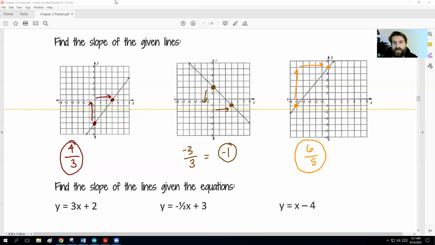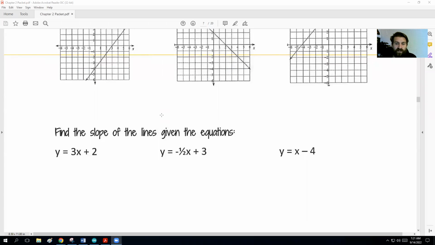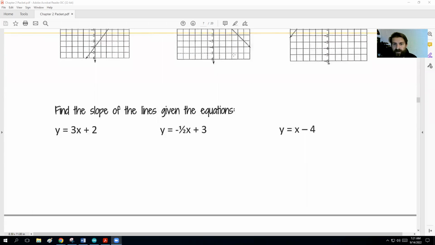That's it. All right, so one way that we can look at slopes is with the graph. Another way that we can look at slopes is with an equation. Now, the nice thing is that these equations are listed in slope-intercept form. Slope-intercept form, we're going to learn how to solve for it later on.